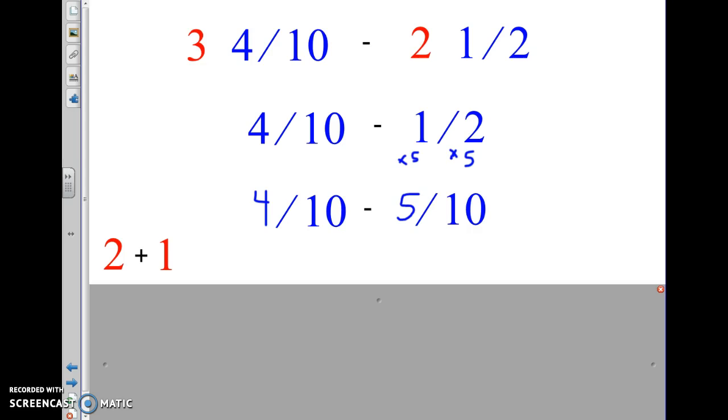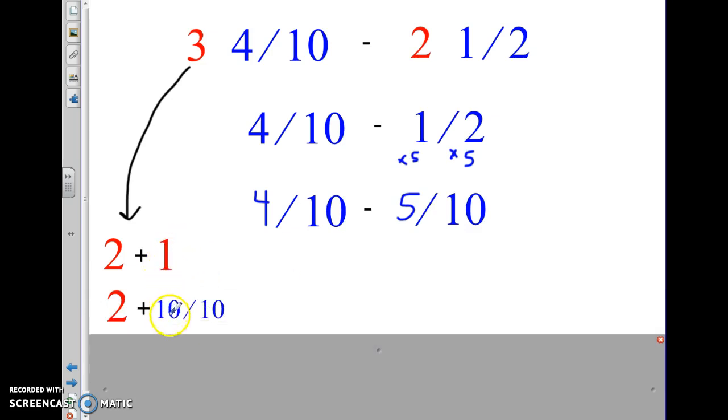So this 3 is the same value as 2 plus 1, right? 2 and 1 is the same as 3. And that 1 whole is the same as 10/10. Since we're working with tenths here, we're going to make this 1 whole into 10/10, because 10/10 is the same thing as 1 whole. Then I'm going to grab this 10/10 and regroup, or borrow, and put it together with this 4/10. So now I have 10/10 and 4/10, which is equal to 14/10, right?